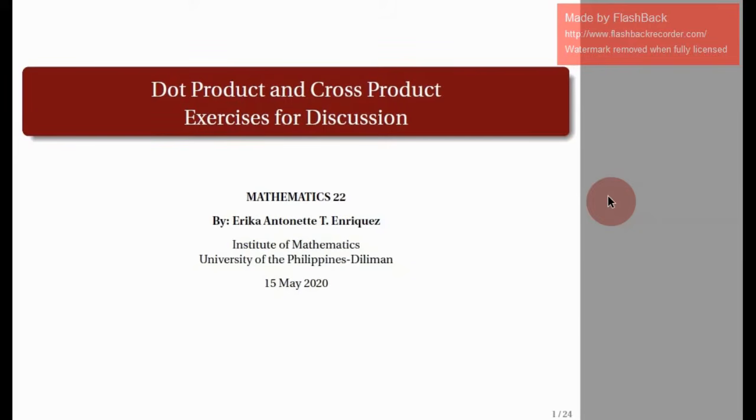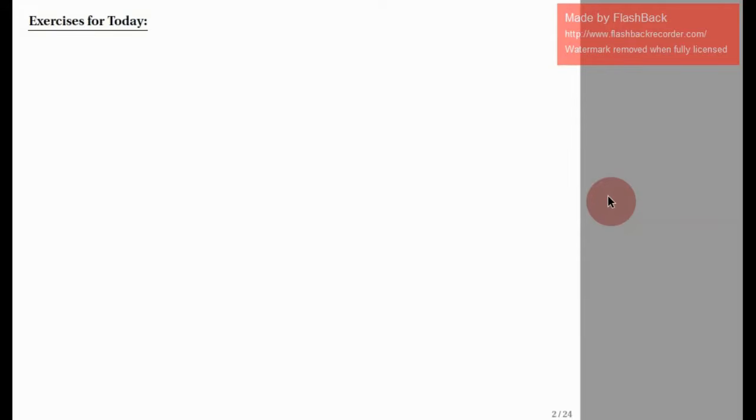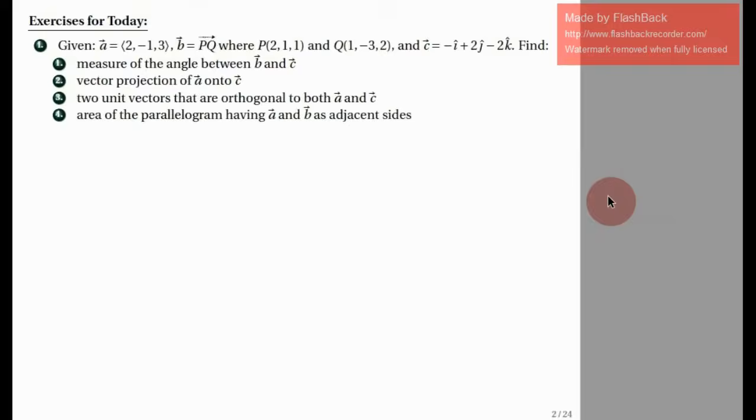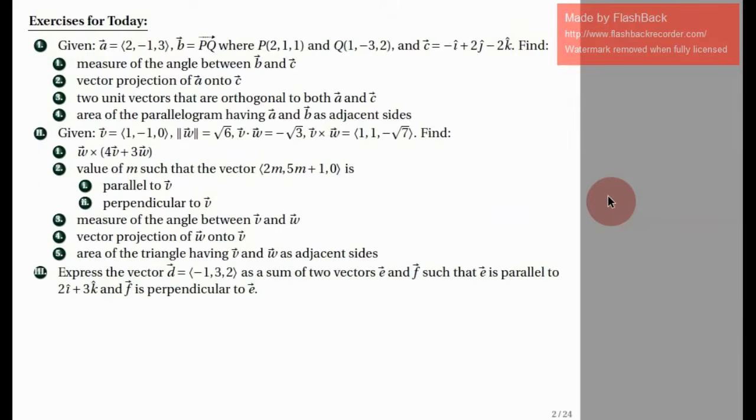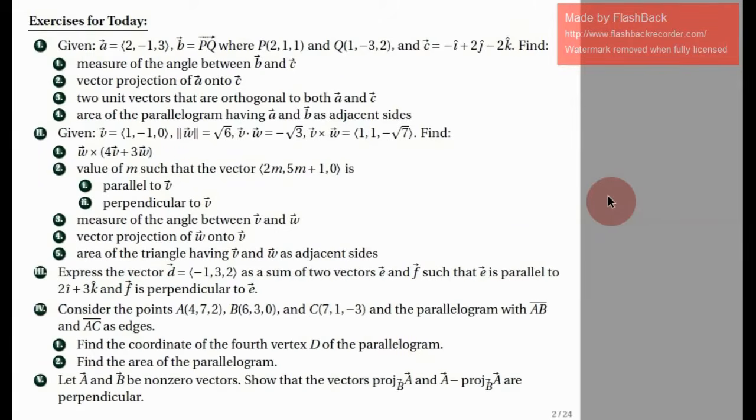Hi everyone, so for today, we will be having dot product and cross product exercises. So as an overview, here are the exercises that we will be having today. Alright, so we have a total of 5 exercises.